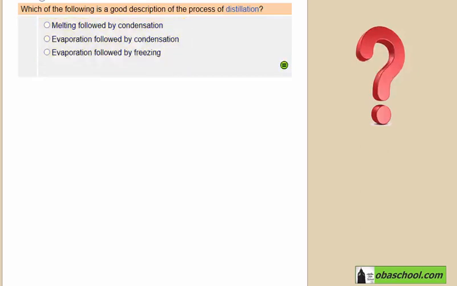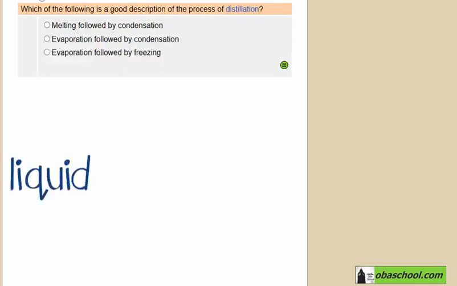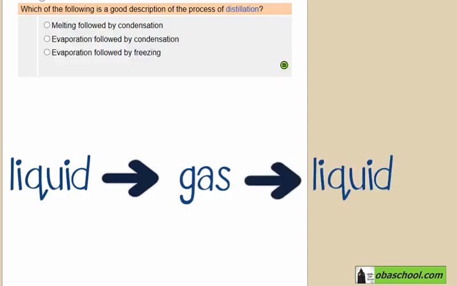Remember that in distillation, first of all, we will start heating until the liquid turns into vapor, so this is evaporation. Then the vapor will condense back to the liquid phase. So which of these is the correct answer? Excellent. It's evaporation followed by condensation.